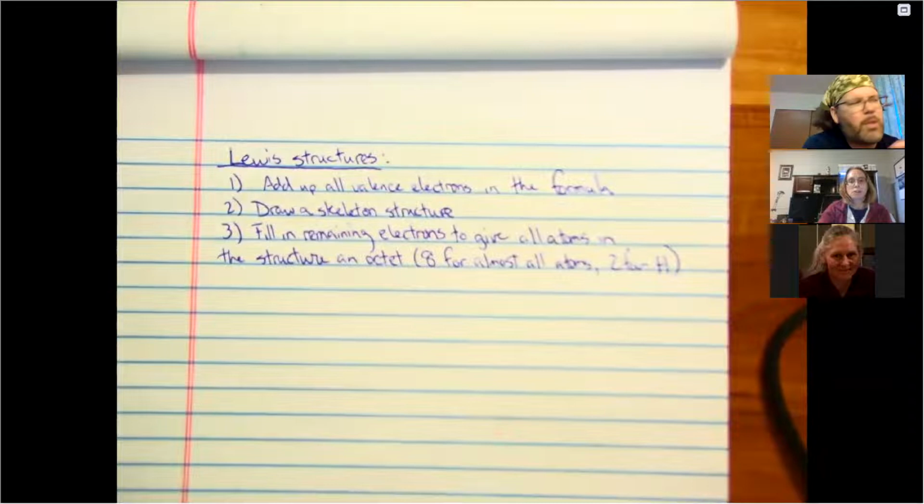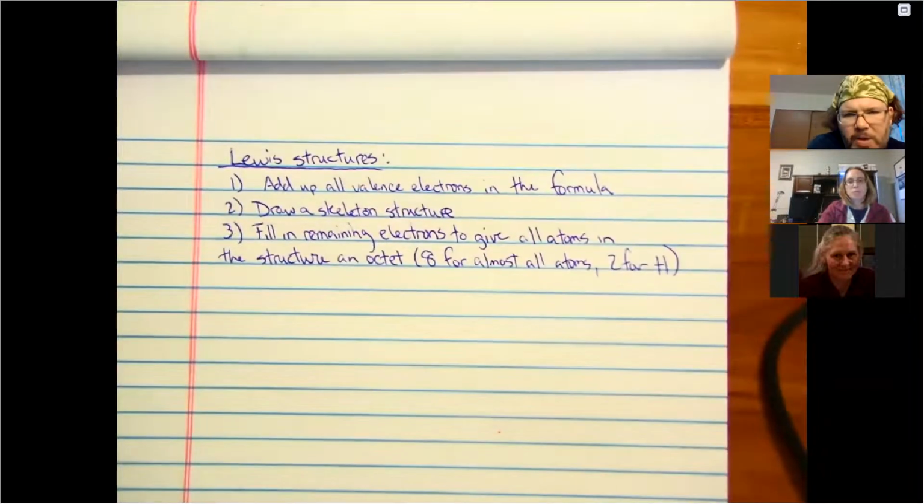So those are the shortened version of the rules from last video. We're going to add up all the electrons in our formula. Remember, whatever number of all valence electrons in our formula, that is the exact number of electrons that our Lewis structure has to contain. It can't contain more or less. Then we're going to draw a skeleton structure. So that's the bare bones showing just the minimum number of covalent bonds to hold that molecule together. And then we're going to use that as our scaffold to fill in the remaining electrons around.